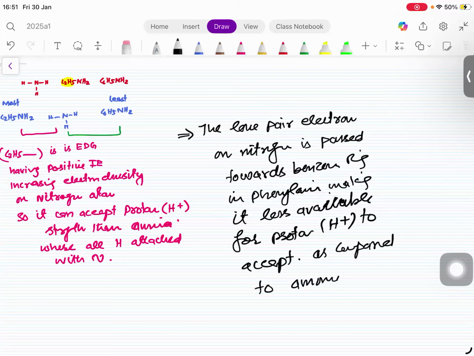What you have written as positive and negative, we can't put that in here. No, this is the mesomeric effect. If you want to write it, you can give it, or you can write in your own words. C6H5 is acting as an EWG, or electron withdrawing group, making the electrons on nitrogen less available. So that's why it's weakly basic. Clear? Okay, next.